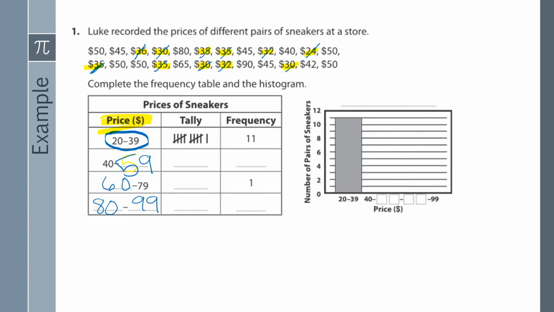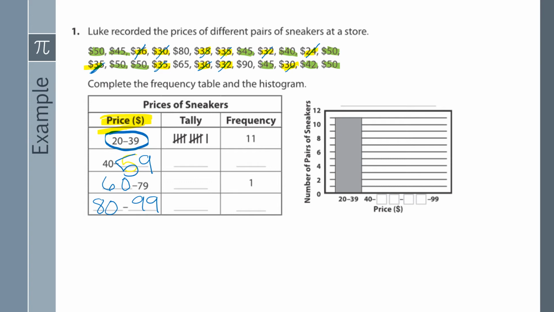Then the next category is the 40 to 59. Let's go through and mark all of them. I'm going to mark them in different colors. Anything that's between $40 and $59. So this one, 50. 45. 80 would not work. 45 would work. 40, 50, 50, 50. 65 would not. 90 would not. 45, 42, and then 50. If I count up all the green marks I had: 1, 2, 3, 4, 5, 6, 7, 8, 9, 10.